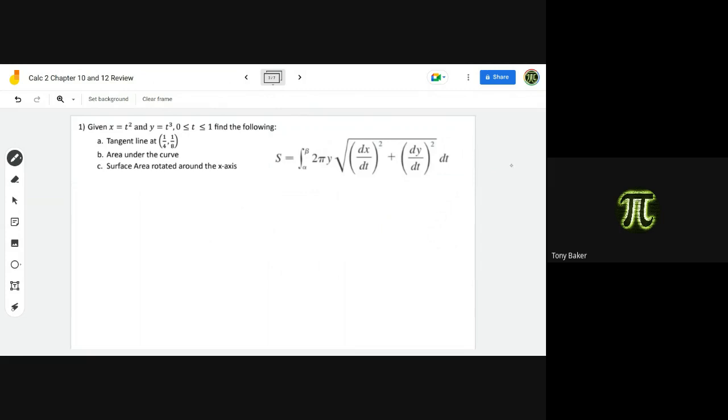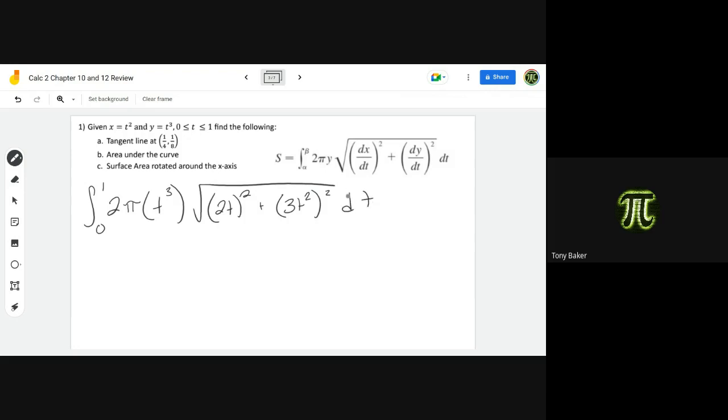So here's my formula for it. We've got the integral from 0 to 1 of 2 pi times y, which is t to the third, and then the square root of the derivative of x, 2t, squared, plus the derivative of y, 3t squared, squared, dt.